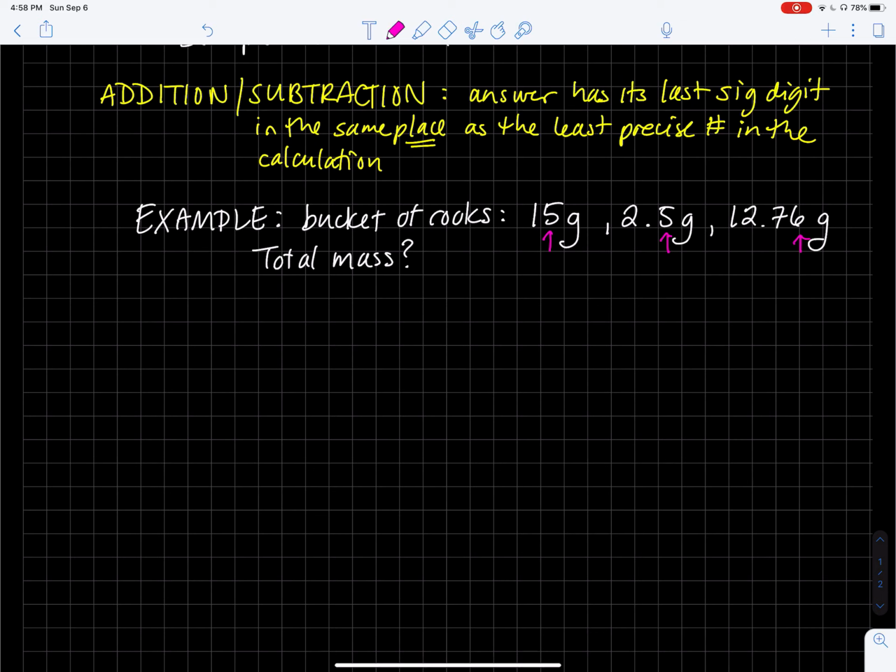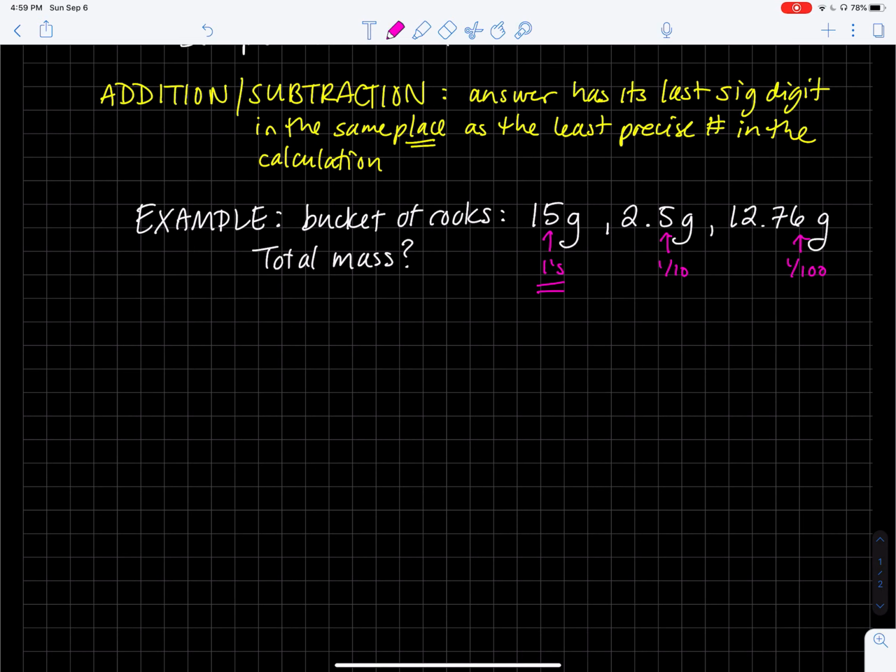And which one of these is in the least precise place? Well, it's this one. This one is in the ones place. This one is in the tenths. This one's in the hundredths. And I think you can see that last number is the most precise. We know the mass of that rock, for what reason I don't know, to the hundredth of a decimal place. So that means your answer has to end here. It has to end in the ones place.